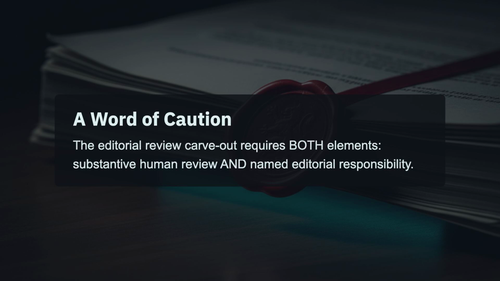But a word of caution, this carve-out requires both elements, human review and editorial responsibility. Perfunctory review will not suffice. The regulation says a process of human review or editorial control, implying a substantive engagement with the content. And editorial responsibility must be held by an identified natural or legal person, not a faceless automated system.